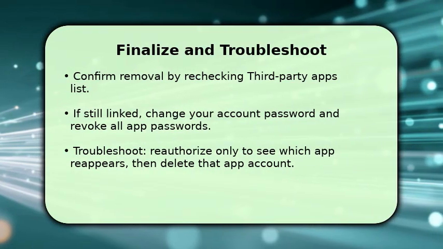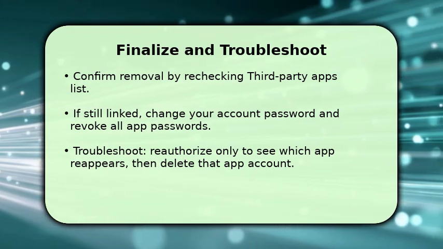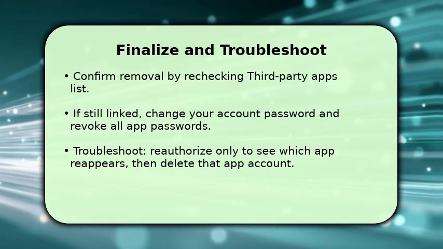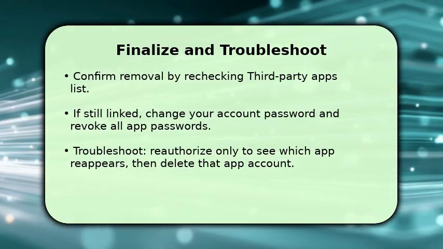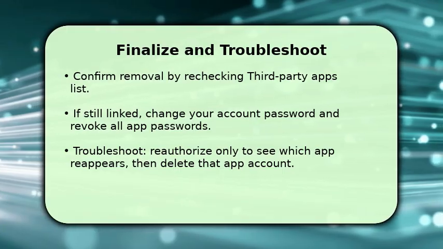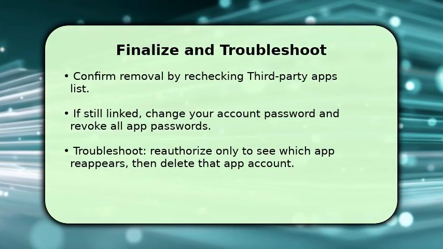To finish, verify the site is gone from the third-party apps list. Sign out and sign back into Gmail to confirm. If the site persists, rotate your Google password and revoke any app-specific passwords to force token expiry. Make sure two-step verification stays enabled to prevent reauthorization.